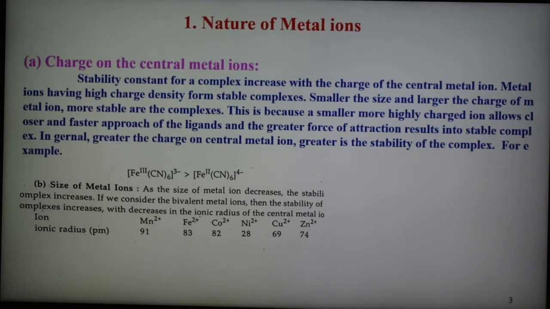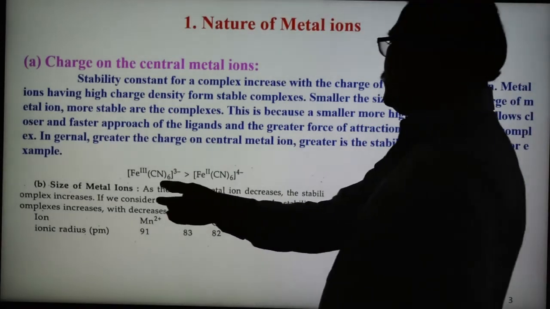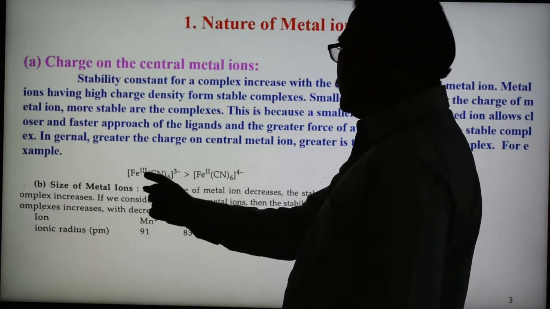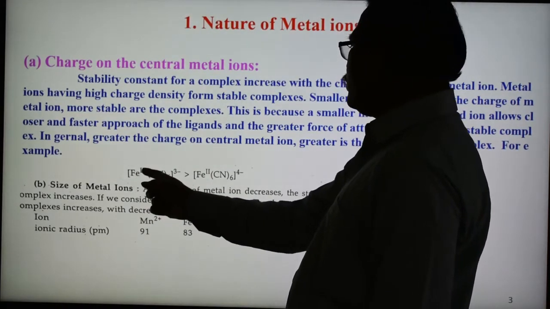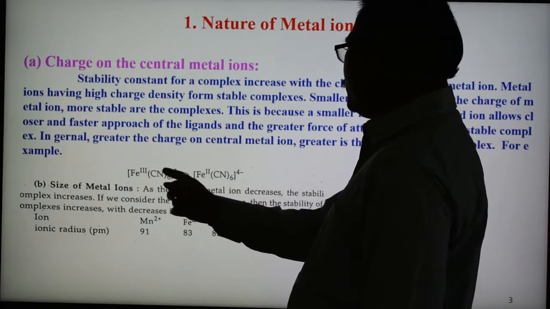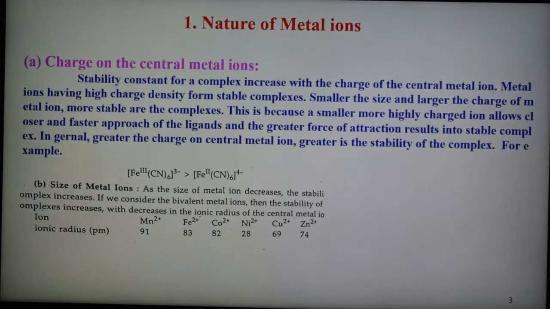For example, the complex of Fe3+ is more stable than the complex of Fe2+, because Fe has a 3+ charge. Here two complexes are shown, the hexacyanoferrate complexes. In one, Fe has a 3+ charge, and in the other, Fe has a 2+ charge, but the first is more stable than the second. So complexes of Fe3+ are more stable because of the greater charge. The charge of the central metal ion affects the value of the stability constant.